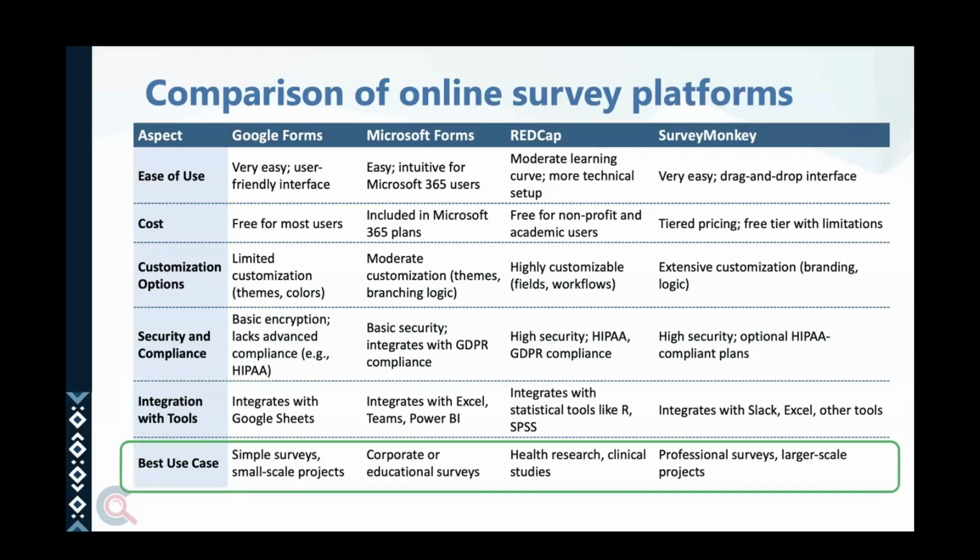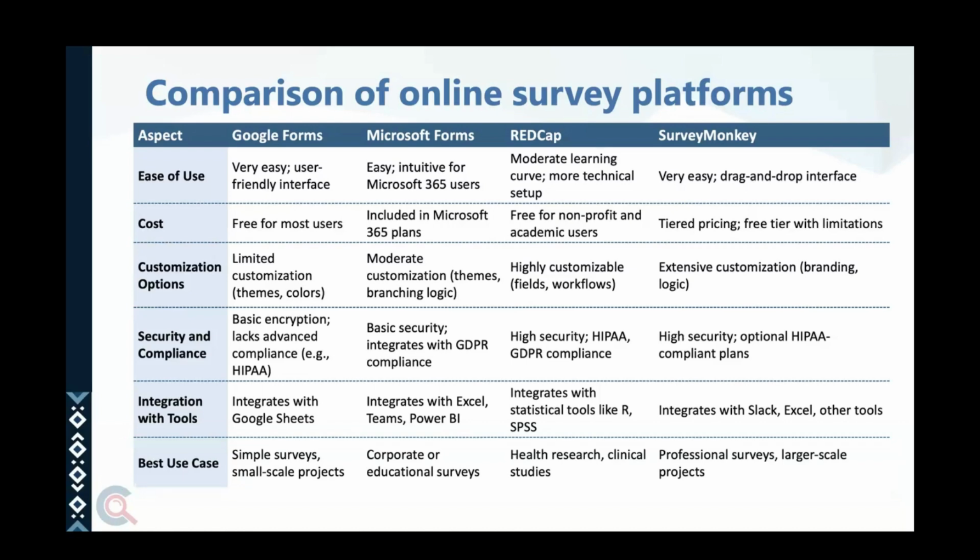The last component is the best use case. So when is each of these more suitable than the others? If you're looking for simple surveys, small scale projects, just go for Google Forms. Like for example, the survey that we did here to assess your perception about this program. You could do that with Google Forms. If you are using Microsoft Forms within an organization and doing educational surveys, they're quite helpful. REDCap for massive scale health surveys and clinical studies. So if you are doing serious research, you should do this on REDCap. And SurveyMonkey will work very well for professional surveys and large scale projects.